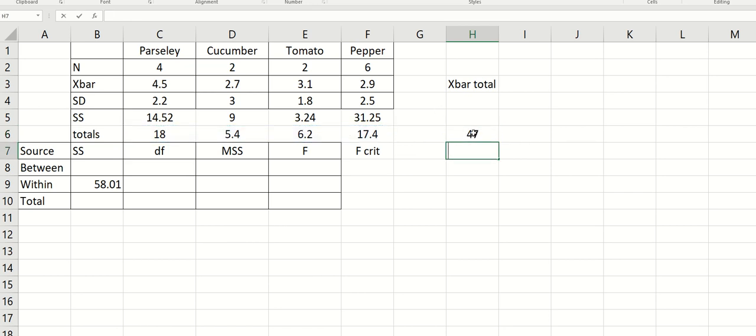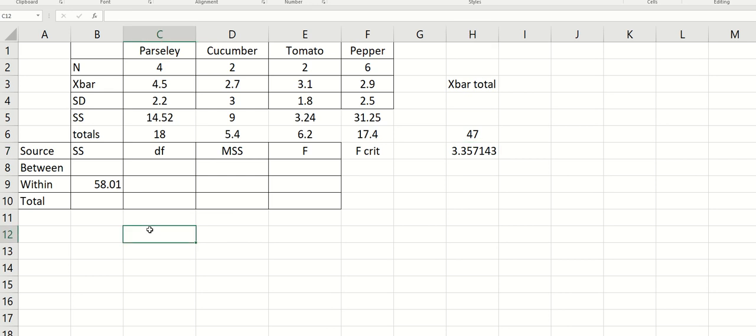And now I take this 47 and divide it by the total number of observations, which we said was 6 plus 4 plus 2 plus 2, that is 14. So if I divide by 14, I get the average of the averages, which is 3.357. Okay, very good. So now what I need to do is take every average minus the average of the averages, square it, and multiply it by the number of observations.